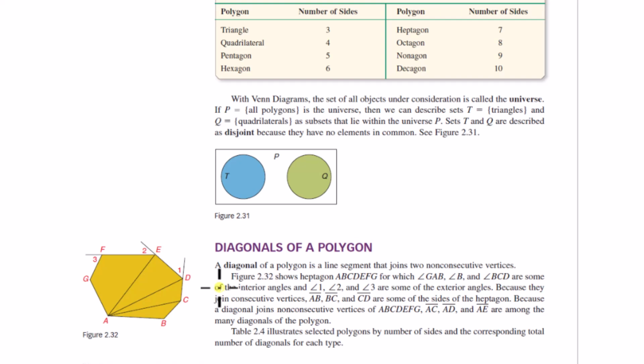And so you can have a diagonal in any polygon except for triangles, because if you think about it, there's no way to join non-consecutive vertices, because this is consecutive with this, but it's also consecutive with this. So if you try to skip this and go to this one, they're consecutive as well. You can't draw a diagonal in a triangle, but everything else you can.